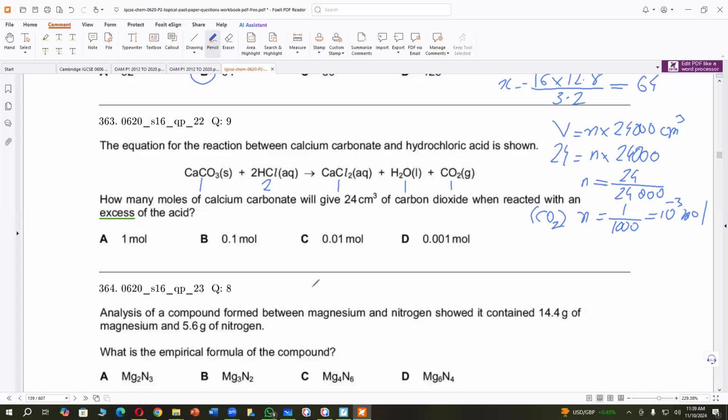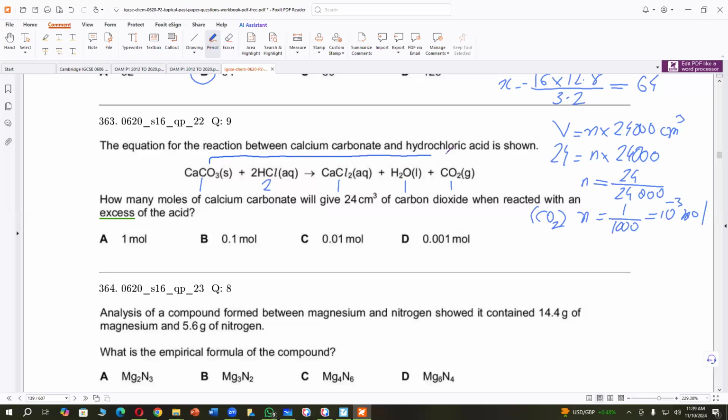How did you find the moles? Volume is equal to n into 24,000. Volume is given. Can you see the screen? Look at the working for CO2 moles. Why 24,000? Isn't it 24? No, but 24 dm cube, na? But here it is cm cube. So when you convert dm cube to cm cube, you multiply by 1,000.